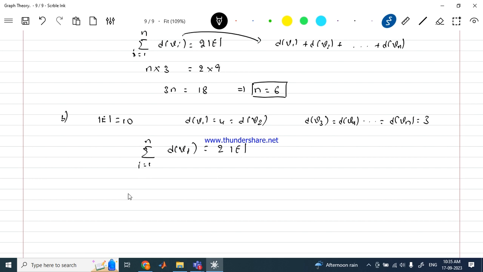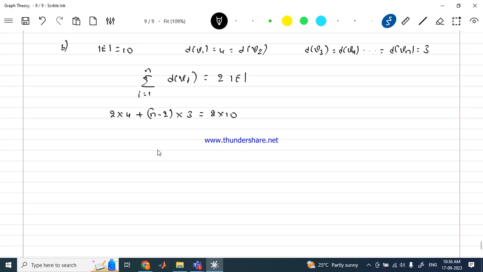So this can be rewritten as what? We have got 2 vertices of degree 4 plus how many vertices are remaining now? Out of n vertices, 2 vertices are taken off. So n minus 2 vertices are remaining. Degree of each of these vertices is what? 3. It is equal to 2 times the number of edges, that is 2 into 10.